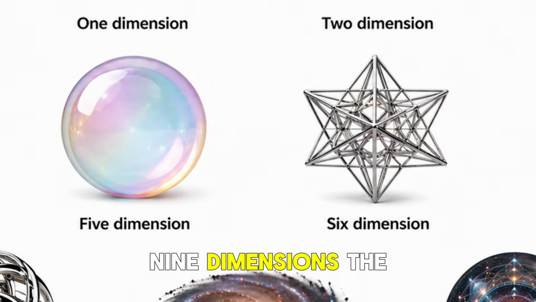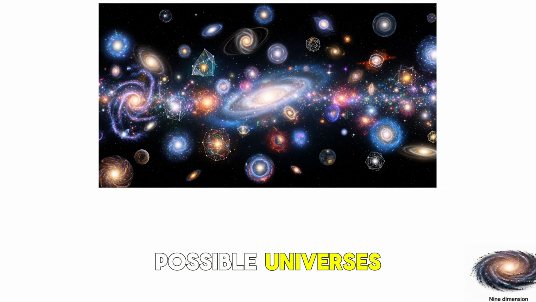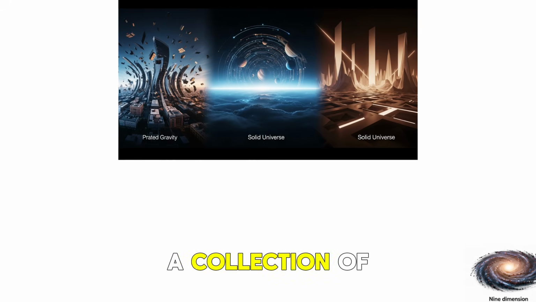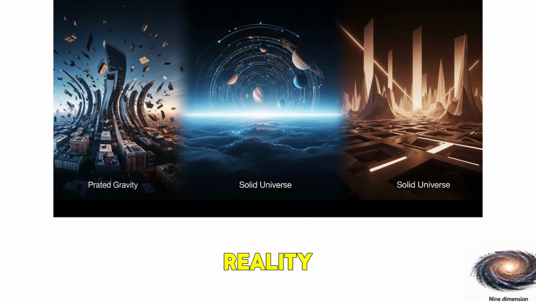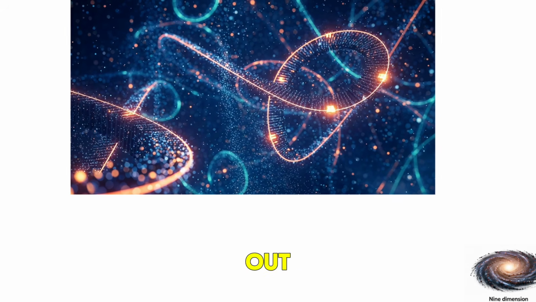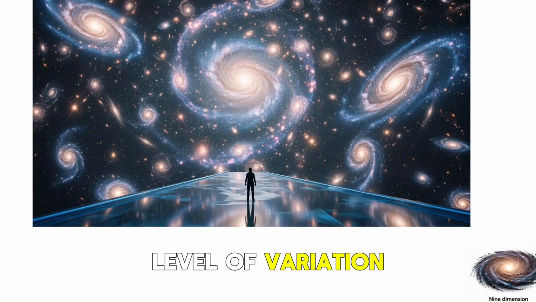Nine dimensions. The ninth dimension represents the complete set of all possible universes with all possible laws of physics. It is like a collection of every version of reality that could ever exist. In theory, nothing is left out, making it a total framework of existence at its highest level of variation.